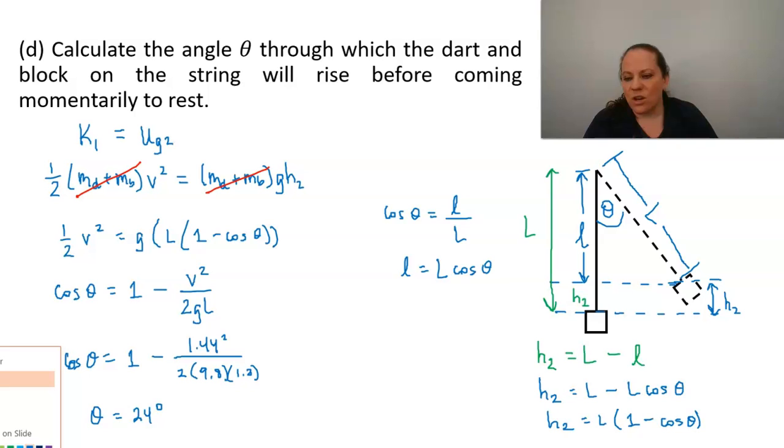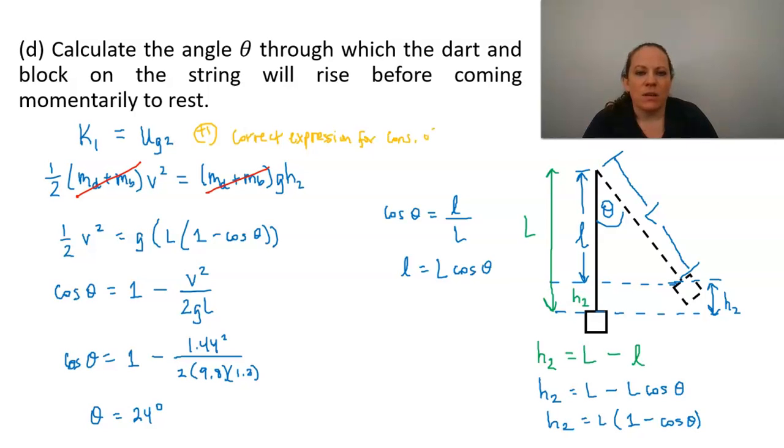And let's talk about our scoring. So our first point is going to come for a correct expression of conservation of energy. It's also completely fine if you started off with kinetic plus potential at position 1 equals kinetic plus potential at position 2. I just left out the ones that we already knew were 0.